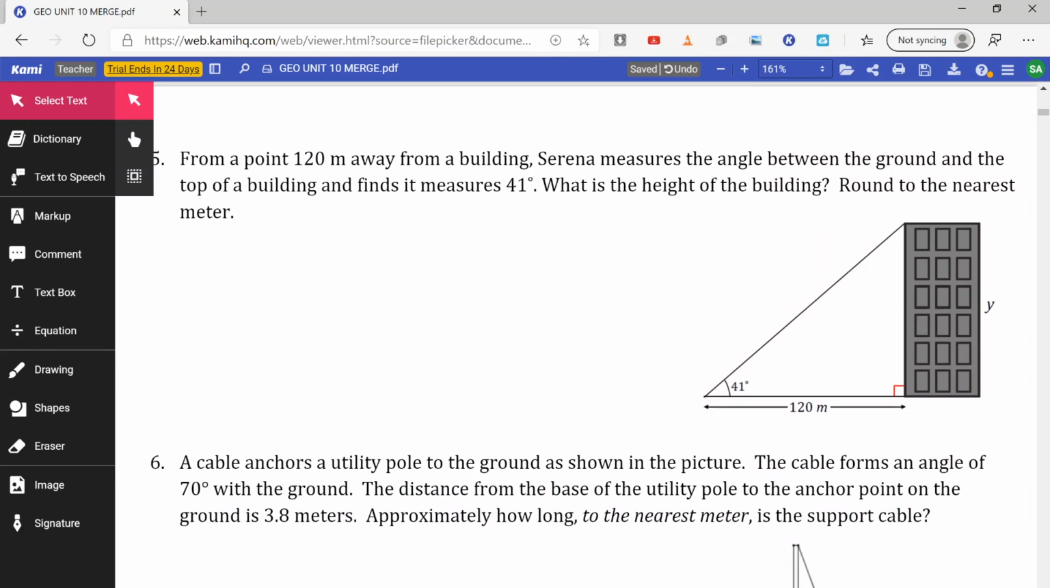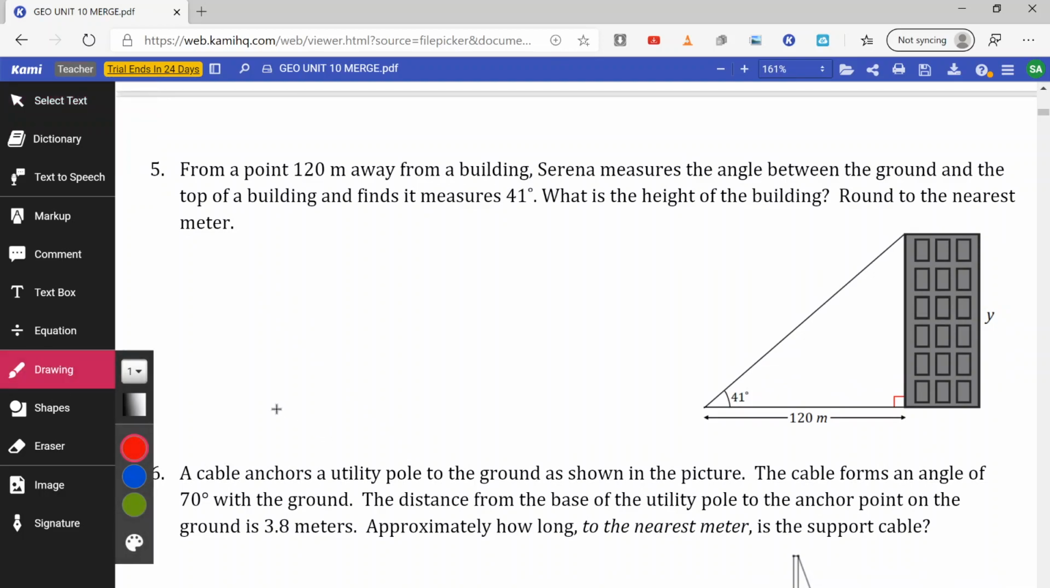And again, we can do it for the same word problems. Number 5, I'll do number 5, and then the rest we can do individually. So from a point 120 meters away, Serena measures the angle between the ground and the top of the building, finding it to be 41 degrees. How tall is the building? So here we have 120, right angle. So across from the right angle would be our hypotenuse. Meaning y, in this case, doesn't matter if it's on both sides.